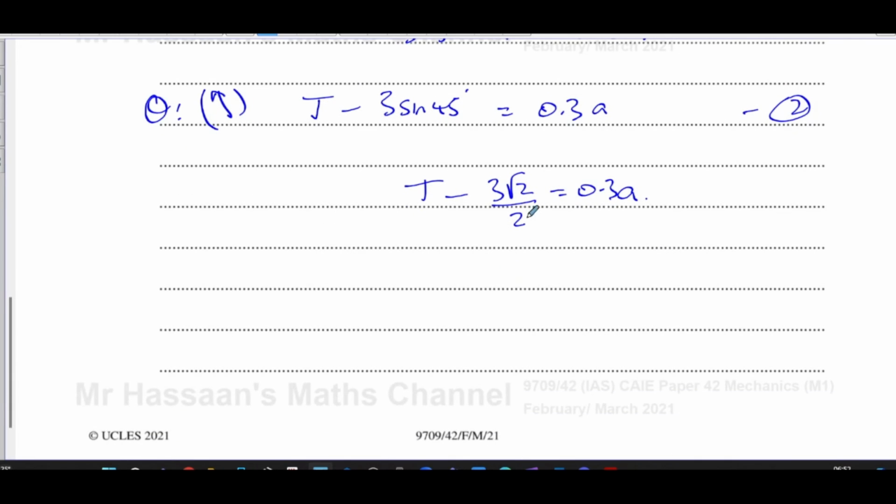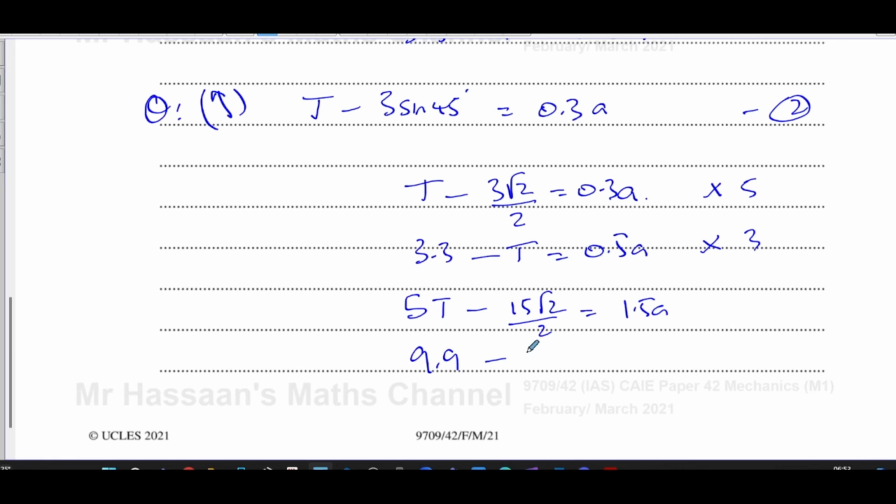So I'll write this one down here. So I have 3.3 minus T equals 0.5A. Okay, so I'm going to take this equation and multiply it by, because I want to find what the tension is. So if I just add these, the tension will disappear and I'll find A, then I have to find T. I think it's easier in this case to make the A's the same coefficient. So I'll multiply this by 5 and multiply this by 3. Then this will become 5T minus 15 root 2 over 2 equals 1.5A. And this becomes 9.9 minus 3T equals 1.5A.